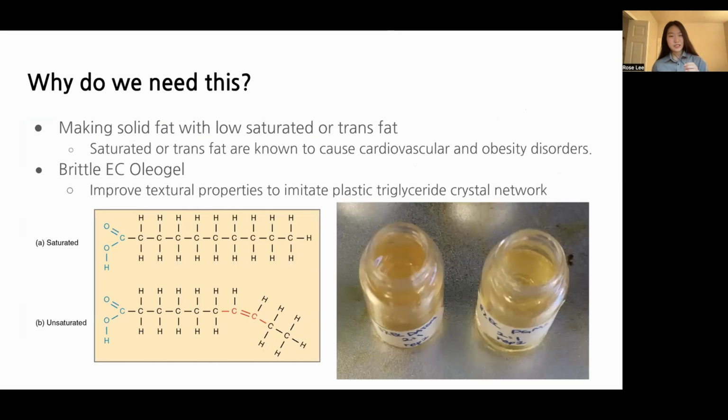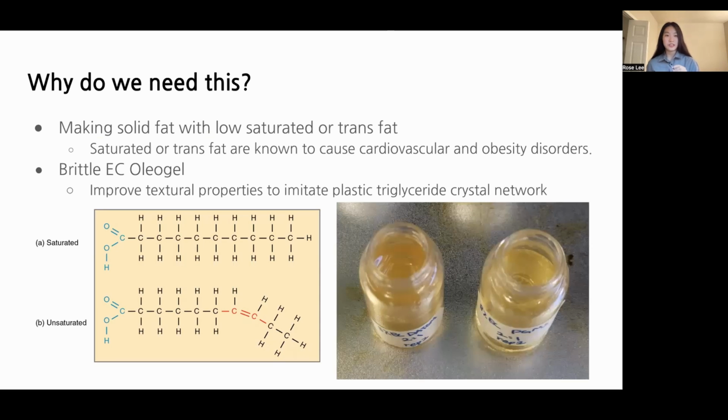Why is this study important, you might ask. It's quite widely known that saturated and trans fat can have negative health effects. If you can make solid fats from vegetable oils, without the transesterification and hydrogenation, it might be able to replace them as a healthier option.